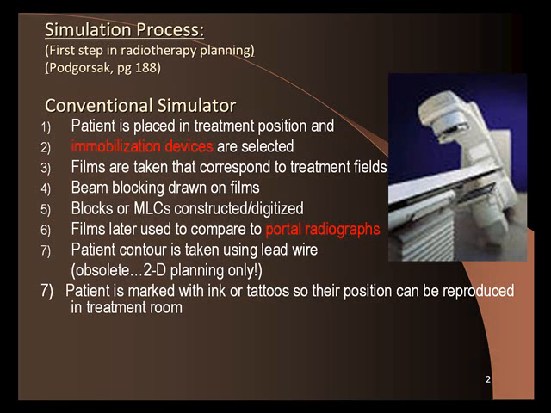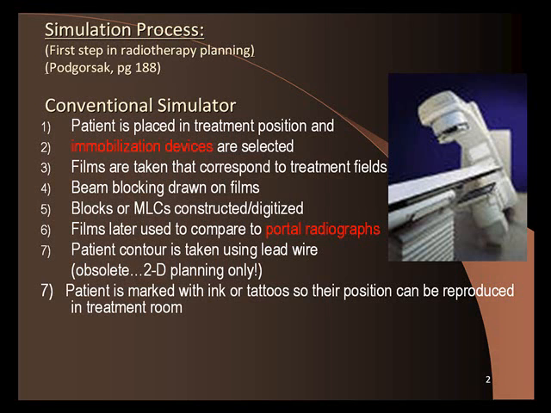And this should actually go up here. The order is not right. The mobilization device would be first, take your sim films, and then mark a patient's isocenter based on where the physician put the isocenter. Okay? Those are the three main steps in the simulation process.